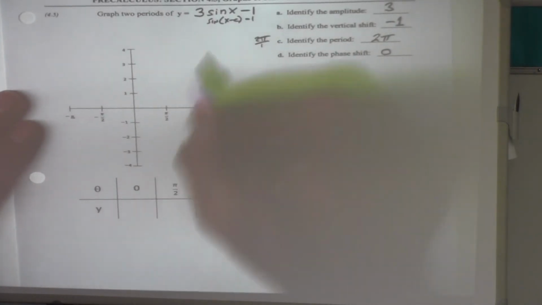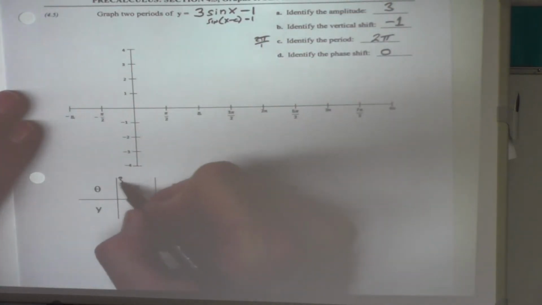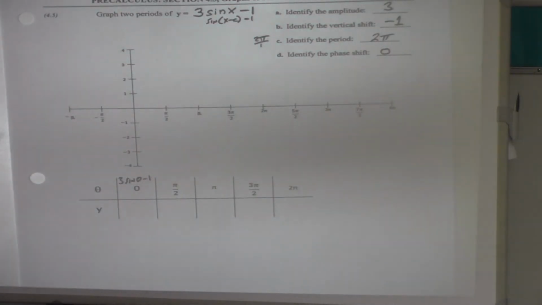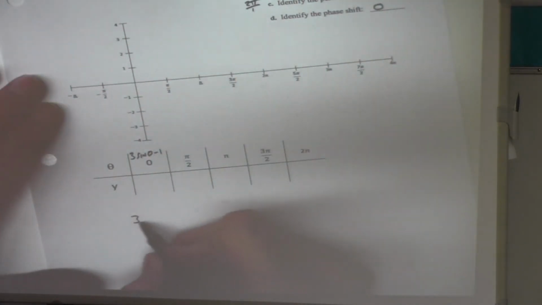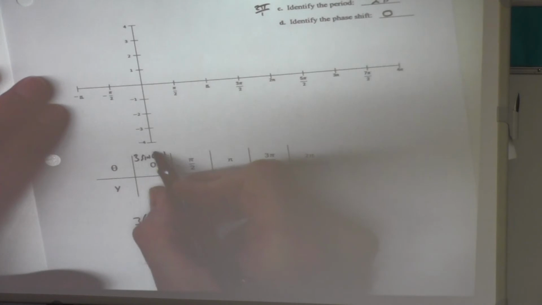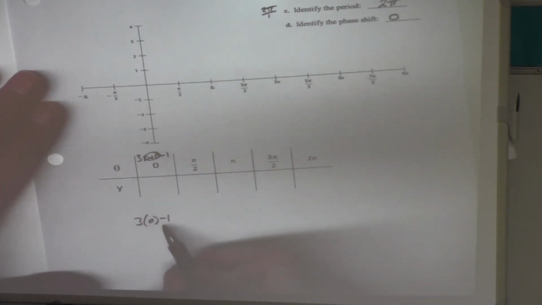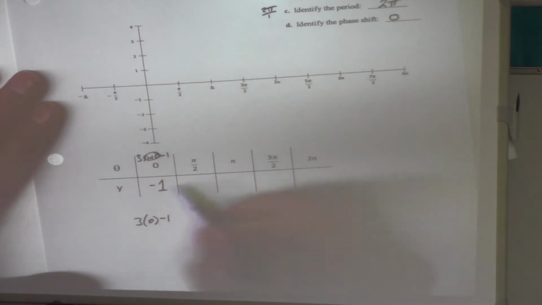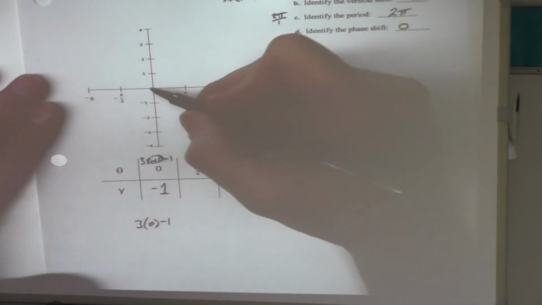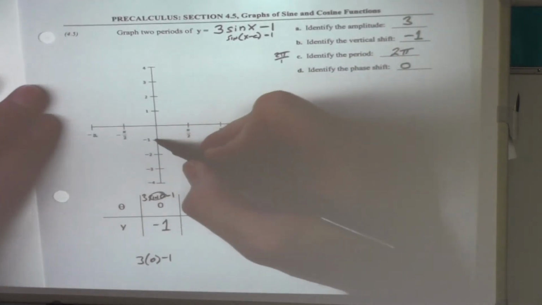So for 0, we're going to put a 0 in there. 3 sine 0 minus 1. And on the unit circle, once again, the sine of 0 is 0. So this is 3 times 0. So sine of 0 is 0, minus 1. 3 times 0 is 0. Take away 1, we're at minus 1. So when the x value is 0, we're actually here.